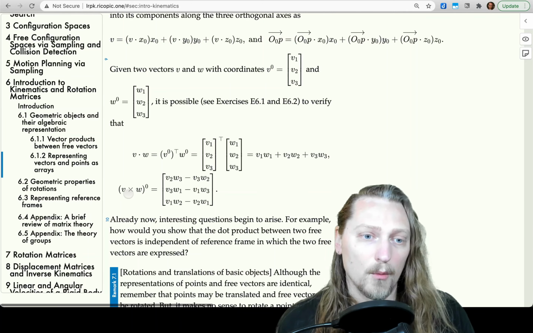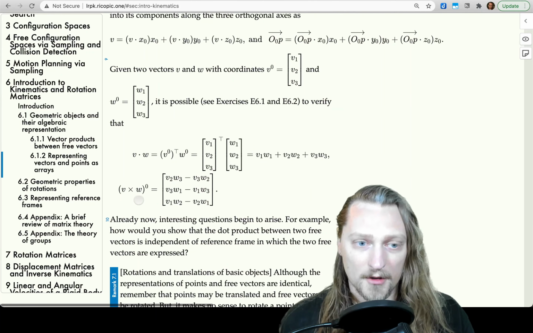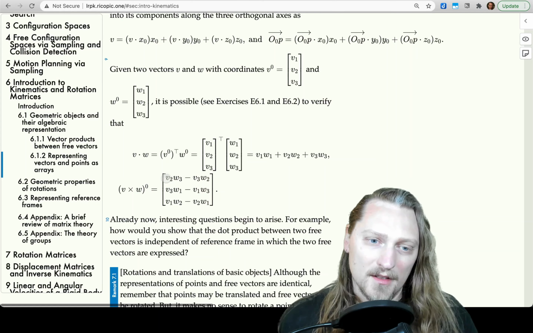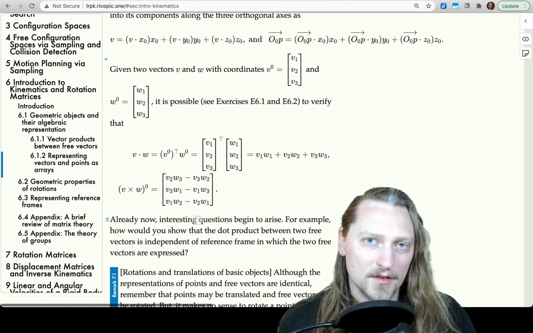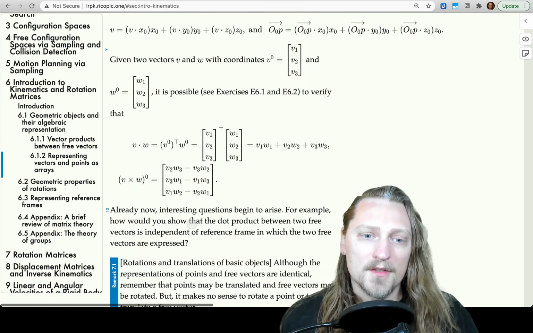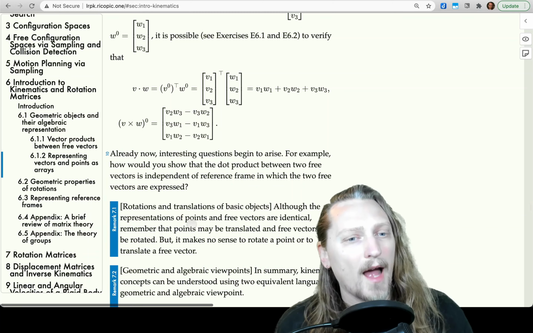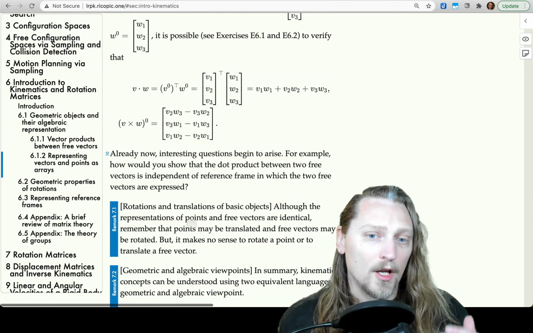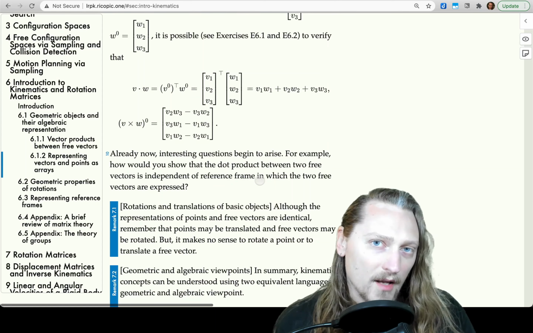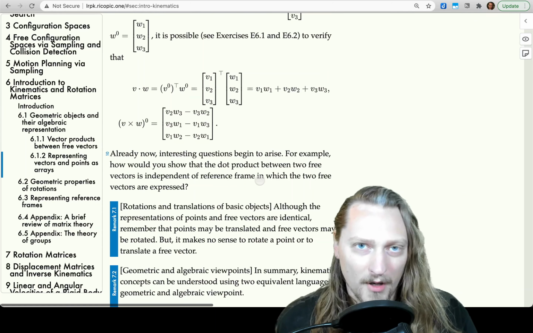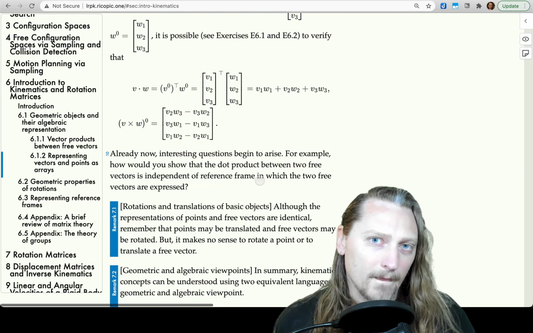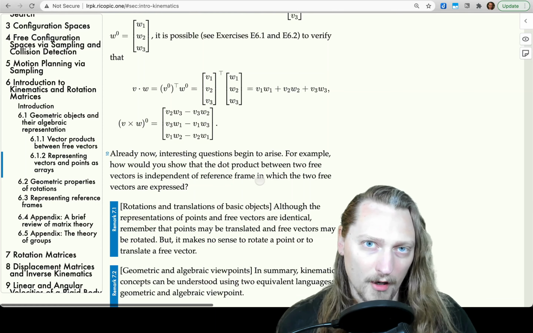Similarly, we can do something like that with the cross product. In this case, if you're going to express the cross product of v and w in the reference frame 0, it is equal to this vector. This is one of the ways of representing a cross product in coordinates. Already now, interesting questions begin to arise. For example, how would you show that the dot product between two free vectors is independent of reference frame in which the free vectors are expressed? So the dot product and the cross product should be independent of reference frame. How would you demonstrate that? That's something we could look into using what we've seen so far.